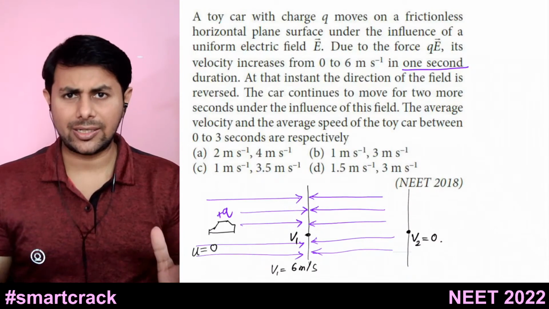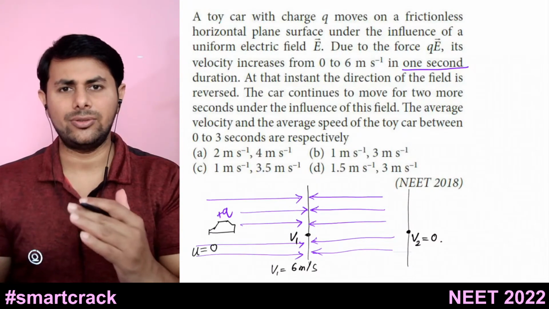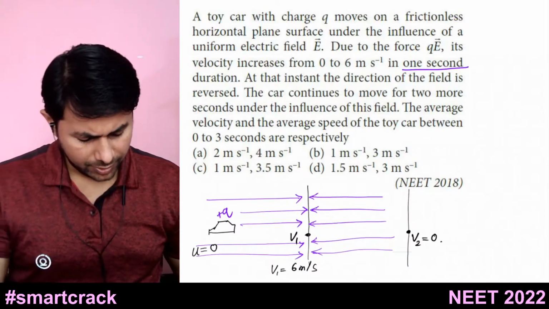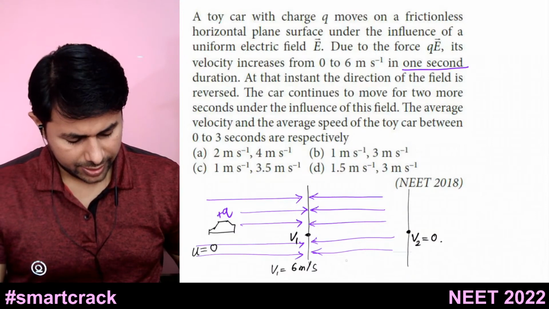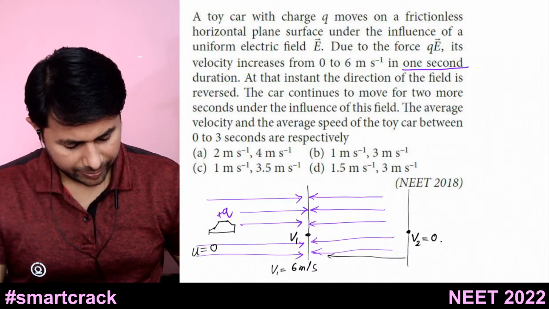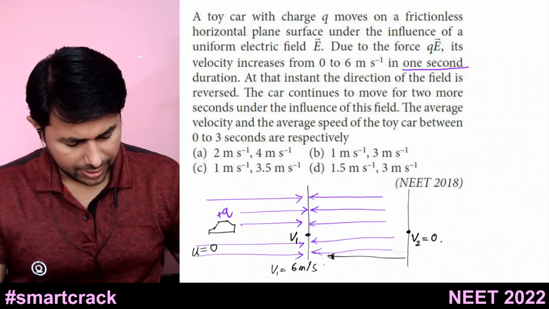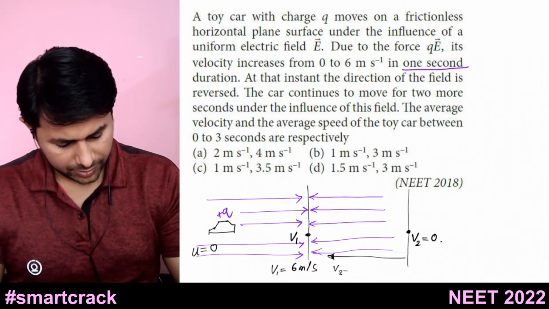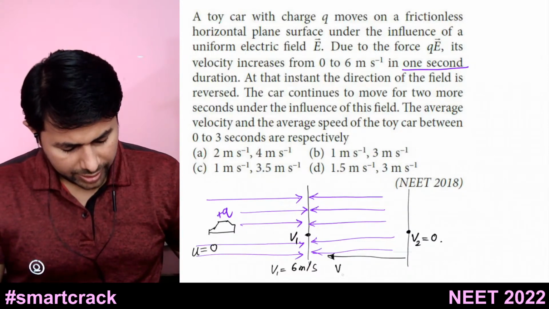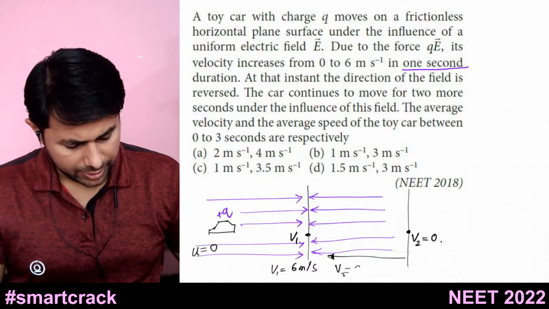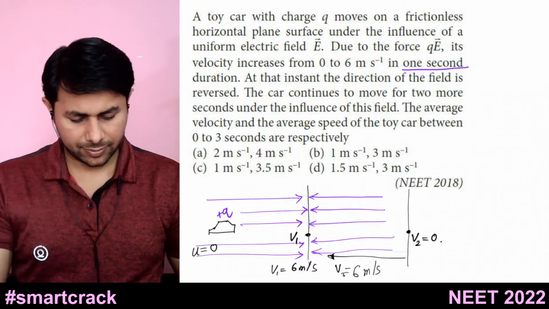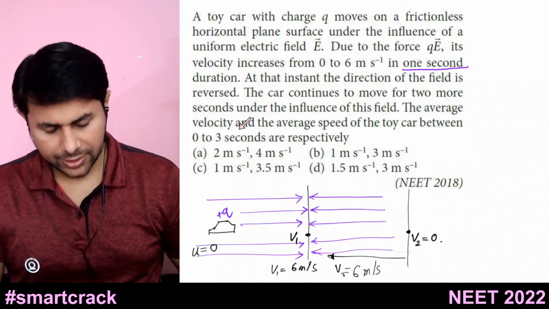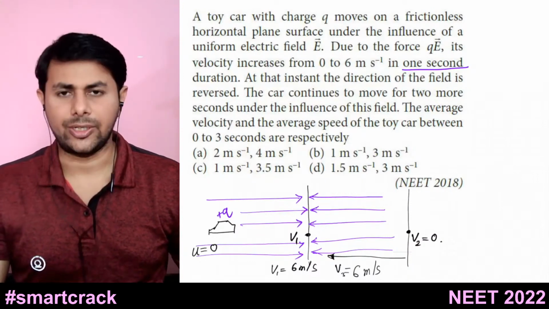Okay, it's the same acceleration for the same time, so it is moving through the same distance. Let's say the car comes back, and its final velocity over there, v3, equals 6 meters per second. Now we want to find the average velocity and average speed.